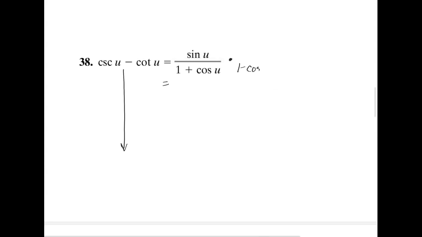1 minus cosine of u. What I do to the bottom of the fraction, I can do to the top. So what we're really doing is multiplying by 1. We're just doing it in a clever way. Now, the reason I would do that is there's nothing I can substitute in for just sine and just cosine. I don't have something squared or anything like that. So this is a trick that we can try.